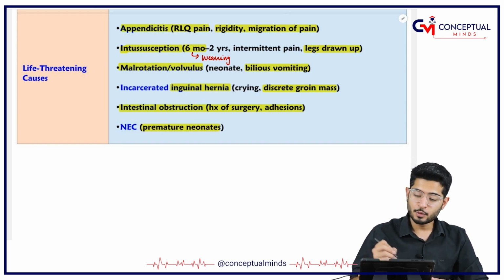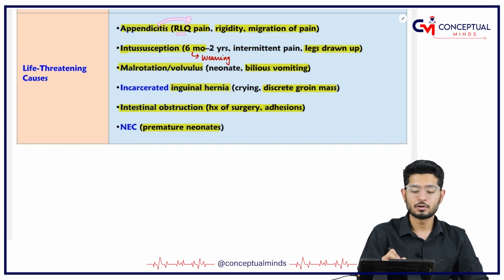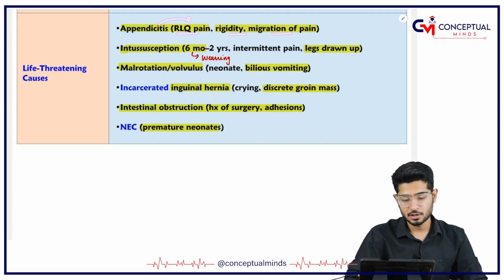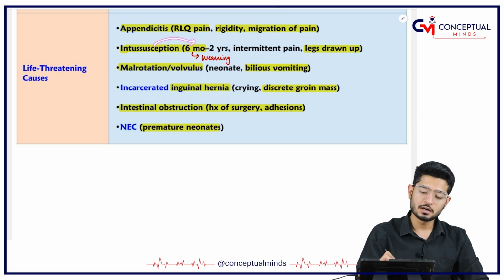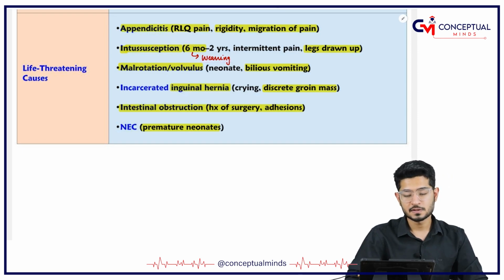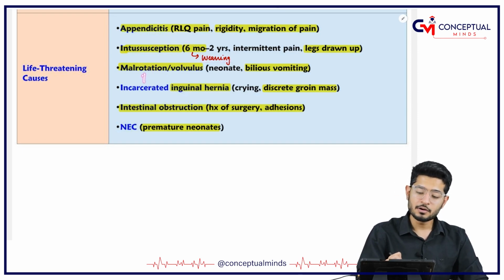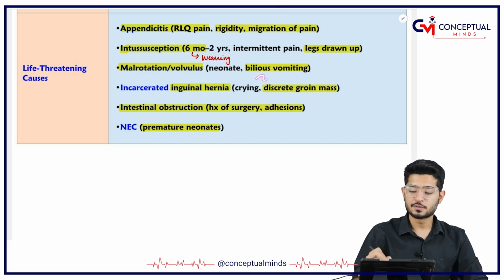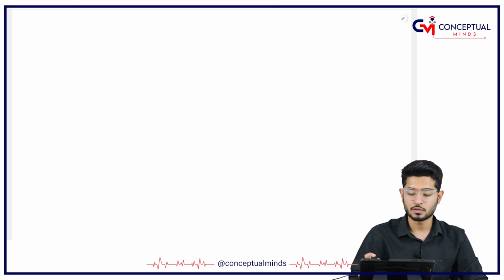So let's just quickly revise. In appendicitis, there will be right lower quadrant pain, rigidity, and migration of pain. Intussusception occurs in the weaning time, at 6 months old, with legs drawn up. Malrotation, or volvulus, is going to present with bilious vomiting. Inguinal hernia is going to have a mass. Intestinal obstruction is going to have a history of adhesions, and a premature neonate is going to have necrotizing enterocolitis.